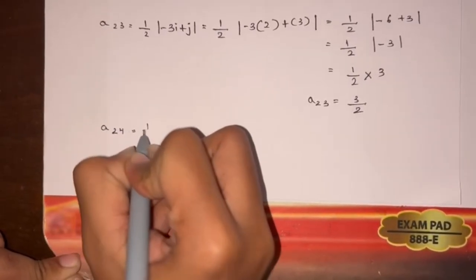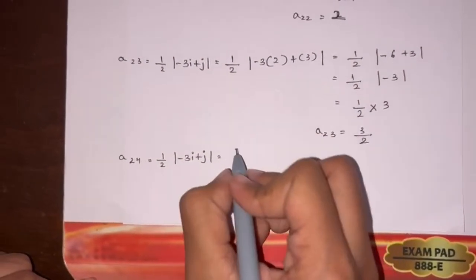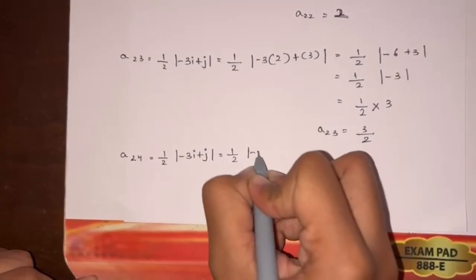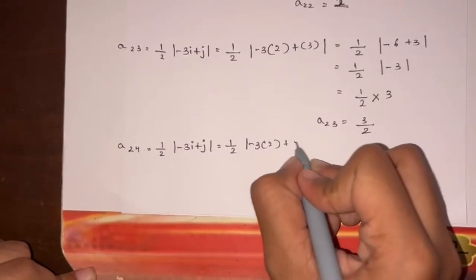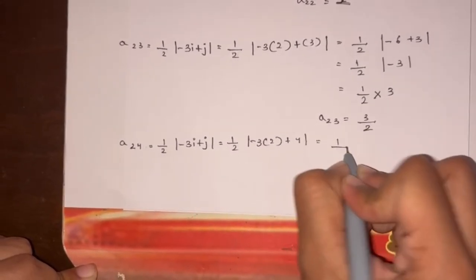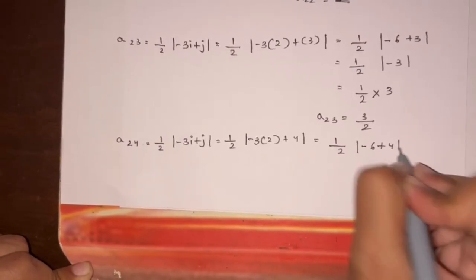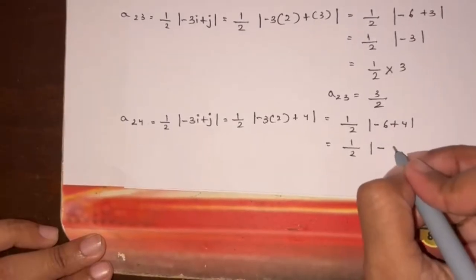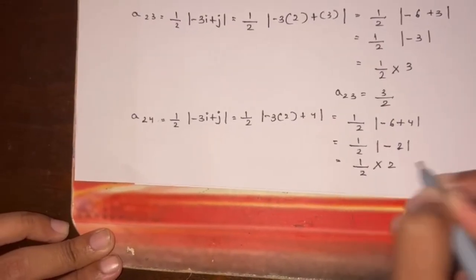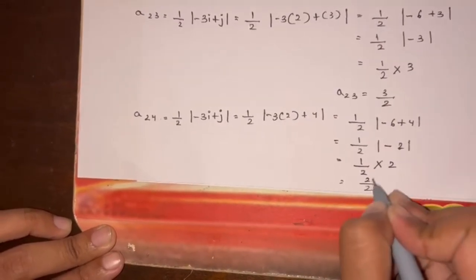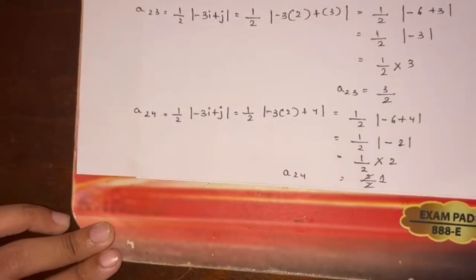A24, we get 1 by 2 mod of minus 3i plus j is equal to 1 by 2 mod of minus 3. In place of i there is 2 plus in place of j there is 4. We get 1 by 2 mod of minus 3 2s are 6 plus 4. Solving this, we get 1 by 2 mod of minus 2. Then removing the mod, it is 2. 2 by 2 is nothing but 1. So the value of A24 is 1.